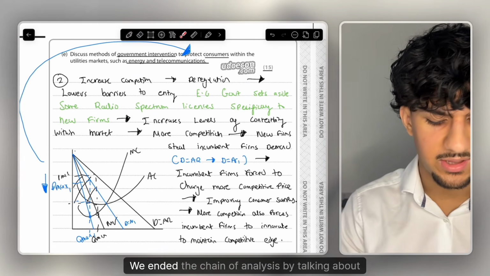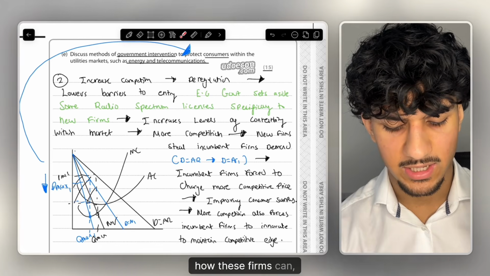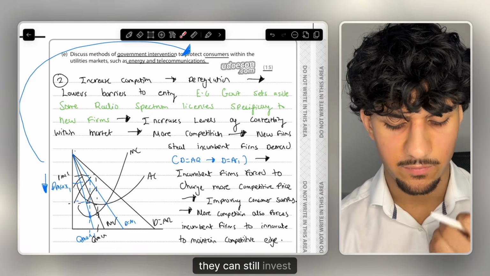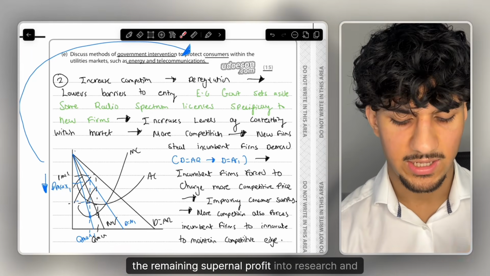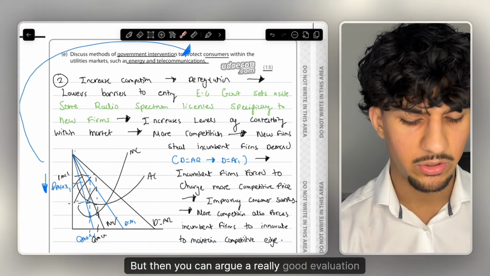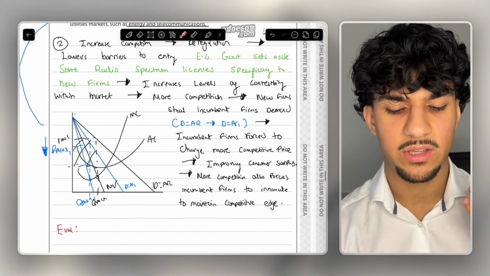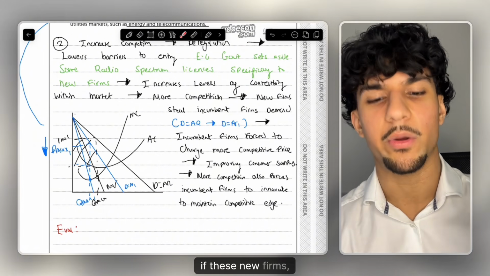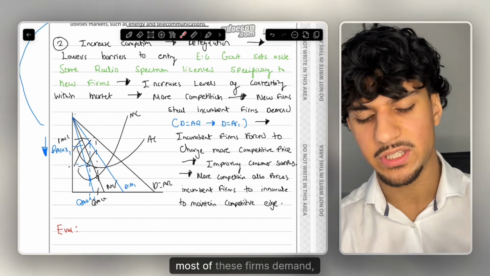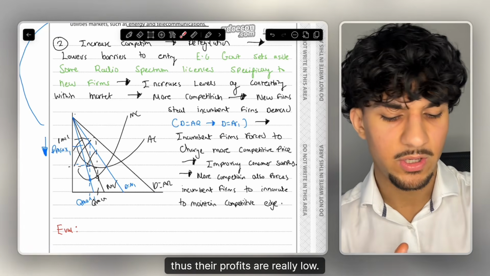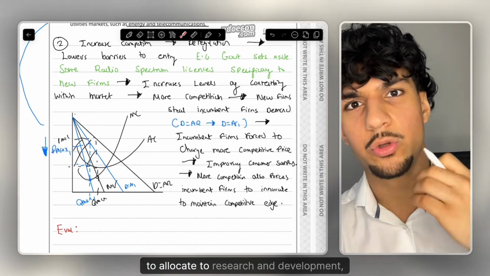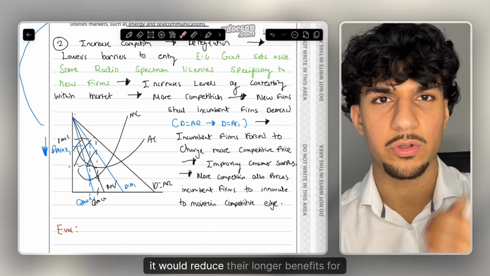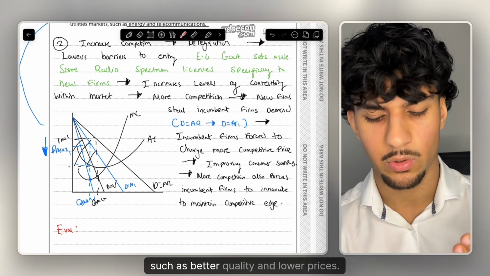Okay, so first things first, we ended the chain of analysis by talking about how these incumbent firms, even though they're losing demand, can still invest the remaining supernormal profit into research and development. But then a really good evaluation point to argue is that this depends on the degree to which these firms can be dynamically efficient. For example, if this new competition steals away most of these firms' demand, thus their profits are really low, it will mean they don't have much money to allocate to research and development, meaning they won't be very dynamically efficient, which will reduce the long-run benefits for consumers, such as better quality and lower prices.